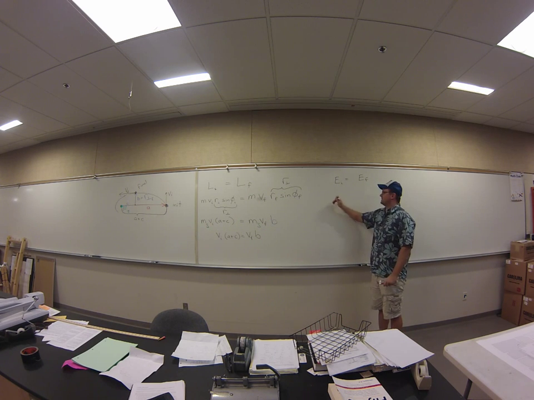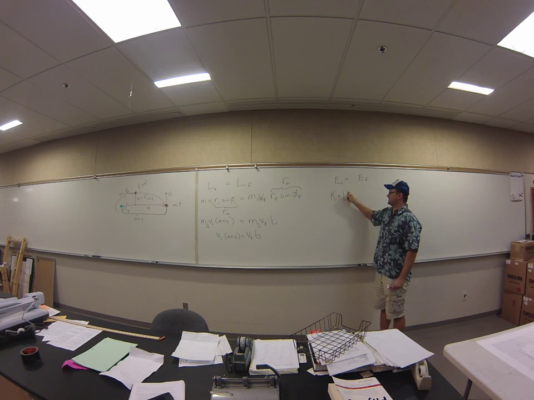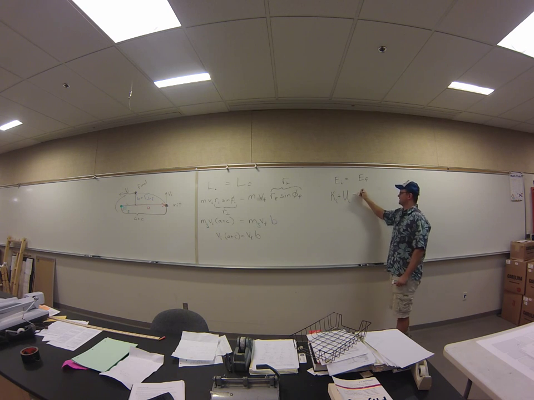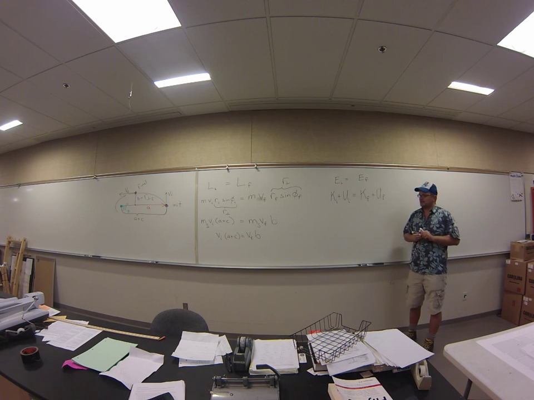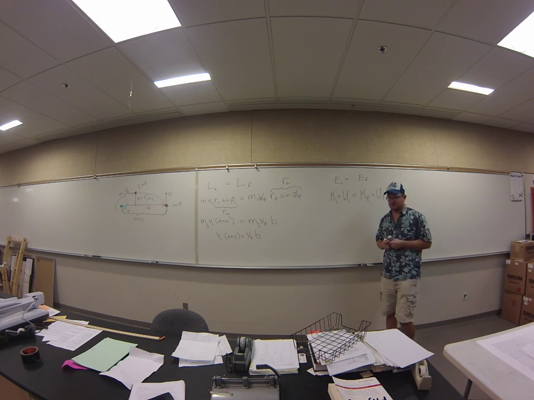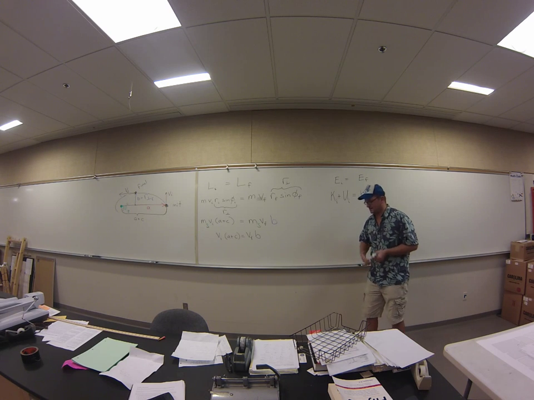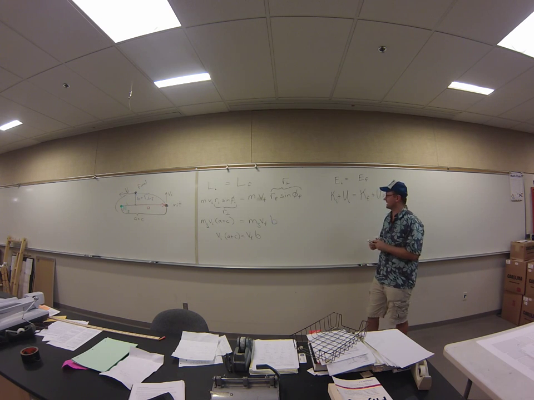Well, what types of energy do we have? We have kinetic energy, plus we have gravitational potential energy, initial. And that should equal K final plus U final. In this case, because the satellite is so small, we can treat it as a point mass. Therefore, we can use translational kinetic energy.